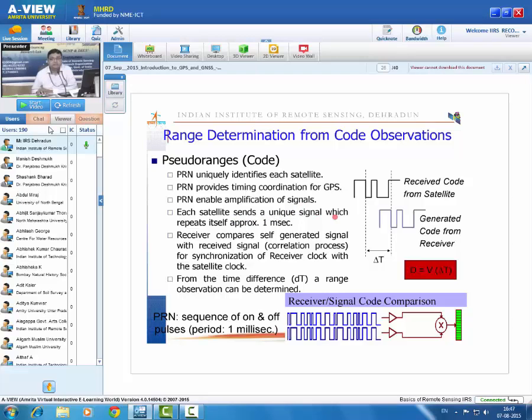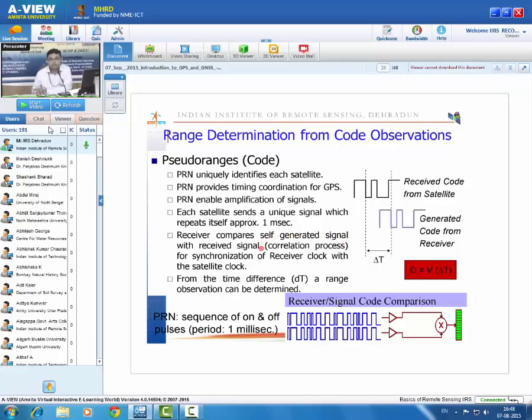Each satellite sends a unique signal which repeats itself approximately every 1 millisecond. A similar signal is also generated by the receiver. Here lies the technique by which the problem of clock bias is resolved. The same signal is given by the satellite, and a similar signal is generated by the receiver. Now they should perfectly match, but because of the clock bias, they do not match.